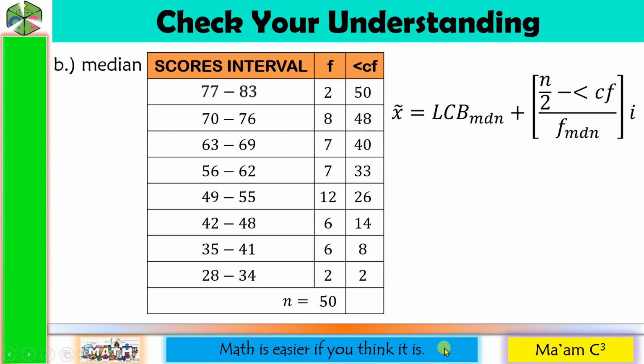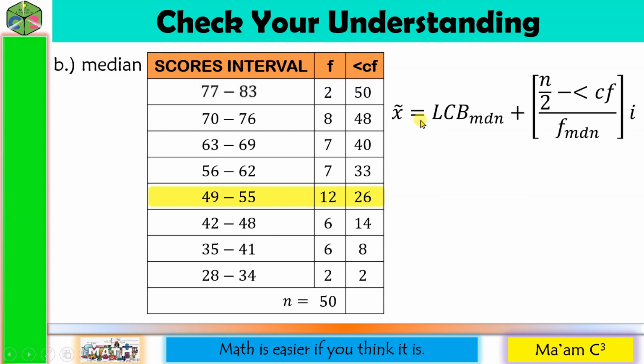Let's have our formula. Let us identify first our median class. Again, that is the class containing the less than cumulative frequency that is closest but higher than half of the total number of observations. So our total number of observations is 50. Half of 50 is 25. The closest to 25, that is higher than it, is 26. So this will be our median class.